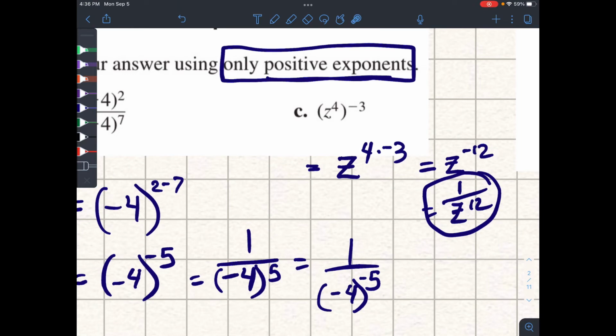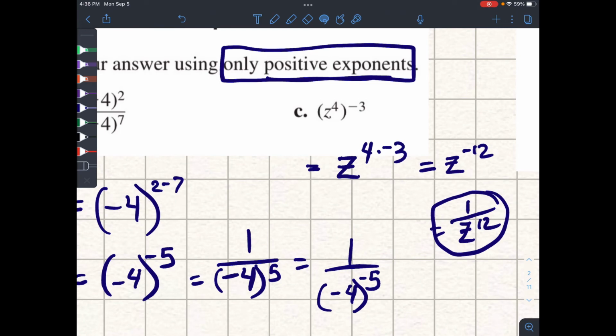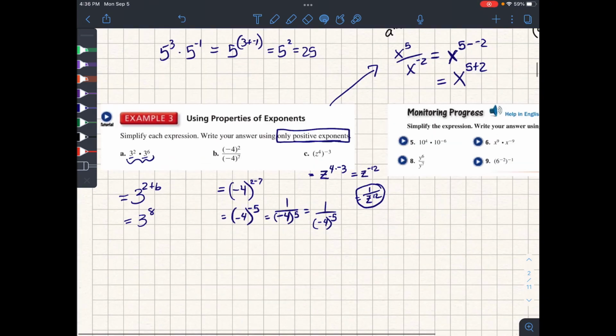That wasn't too clear. Let me clean this up a little bit. All right, so notice that negative exponent flips it downstairs. Okay, it makes a reciprocal.